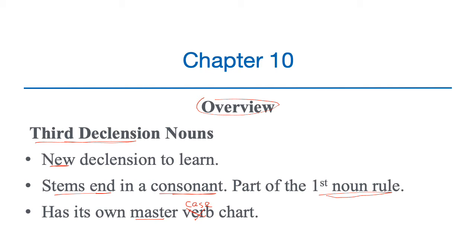Coming now to third declension nouns, you will notice that it is a new declension that you don't know yet, but it has stems. Instead of ending in a vowel, the stems end in a consonant. Third declension noun stems end in a consonant. And this is part of the first noun rule that you learn. Stems ending in alpha or eta are feminine. Stems ending in omicron are masculine or neuter. Stems ending in a consonant are third declension. So you learn that in your noun rule number 1.